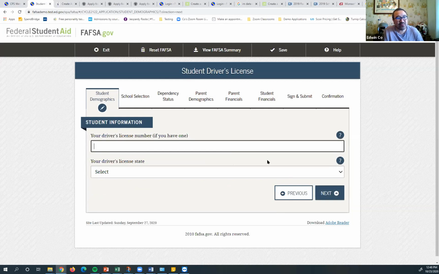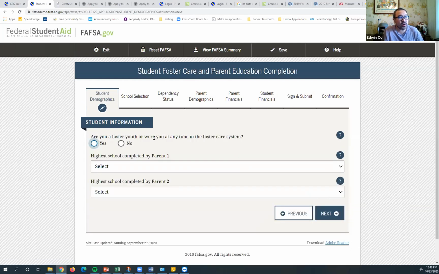Your driver license, if you have one, but you can usually skip it. I know most of you just use Uber or Lyft anyway. Next question is, are you a foster youth or were you at any time in the foster care system? This is any time, right? That's a yes or no. Most students are going to be a no. If you're in foster care, you would be aware of that.